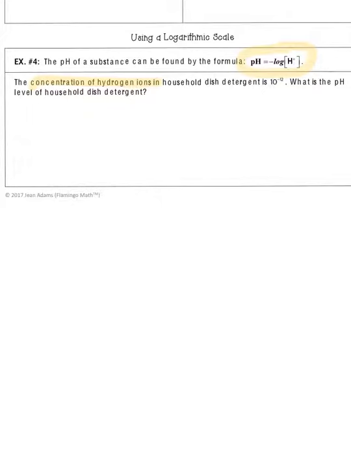So all we're going to do is plug this value right here in for H to the plus. So I have pH is equal to negative log, and it's assuming that the base of this log is 10, of, and I'm plugging in 10 to the negative 12.